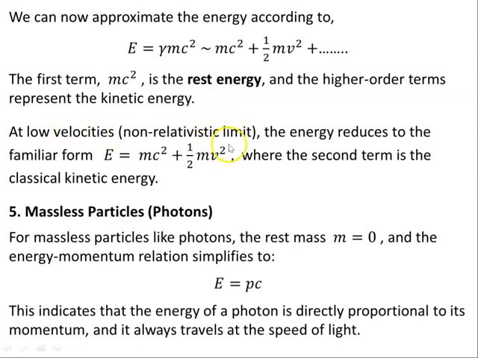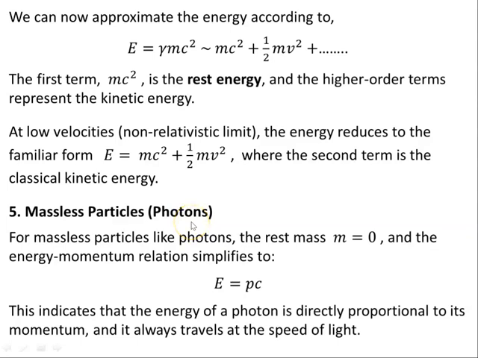At low velocities, the non-relativistic limit, so you're getting very low, a couple of percent the speed of light or less, which is quite substantial still, the energy reduces to the familiar form E equals m c squared plus a half m v squared, where the second term is the classical kinetic energy.